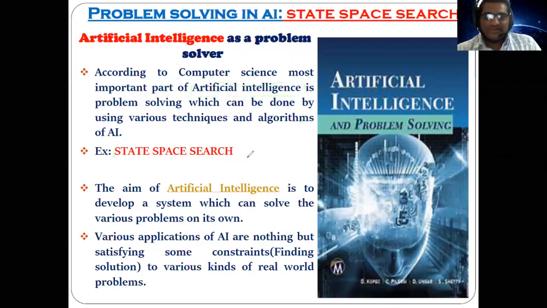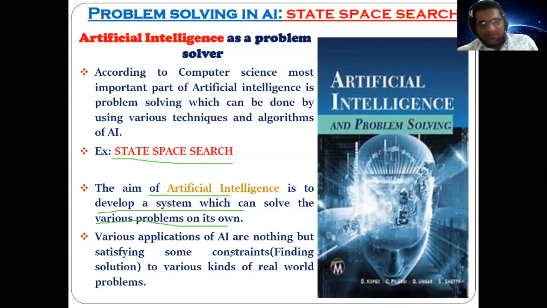State space search. Now, related to the state space search, there are multiple searching techniques that we are going to see. So the aim of artificial intelligence is to develop a system which can solve various problems on its own. The discussion we have done up till now is nothing but the short statement related to that. The aim of artificial intelligence is to what? To develop such a system which can solve various problems on its own for the human being.